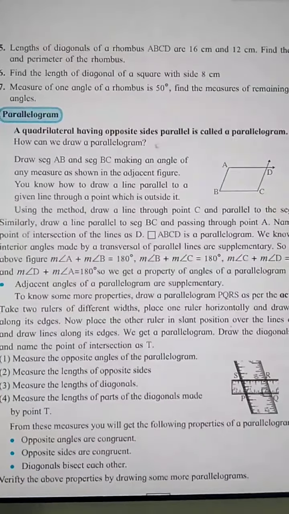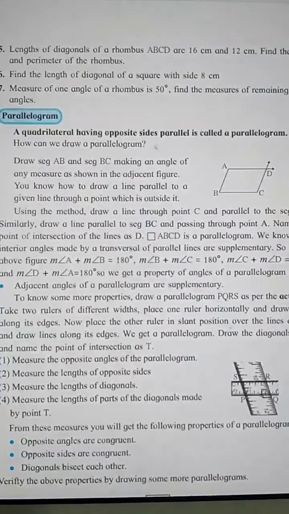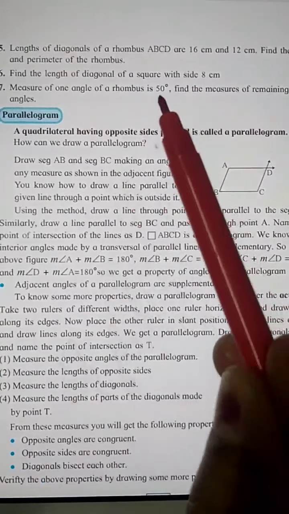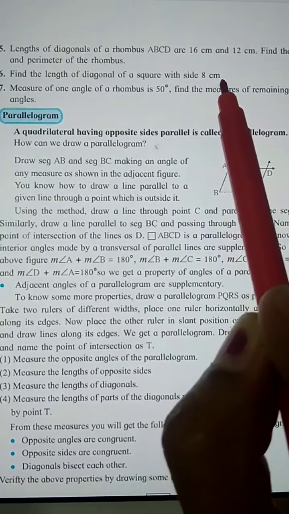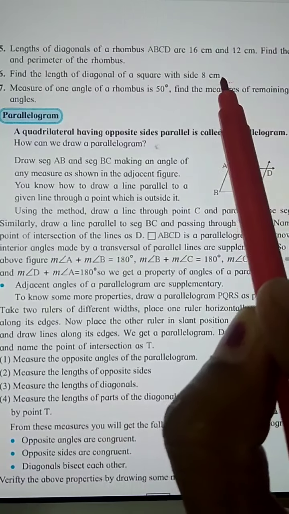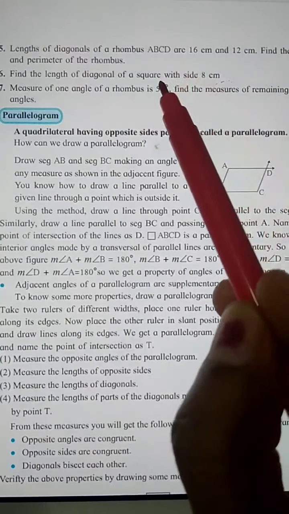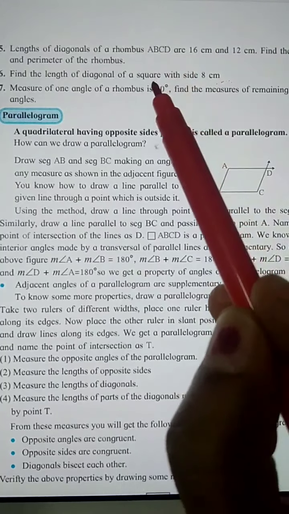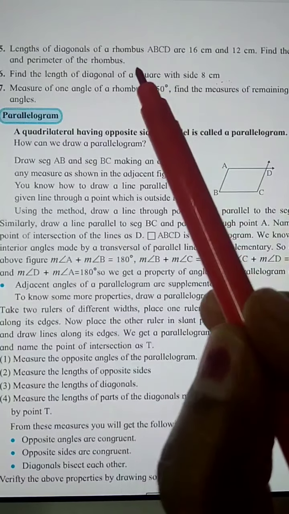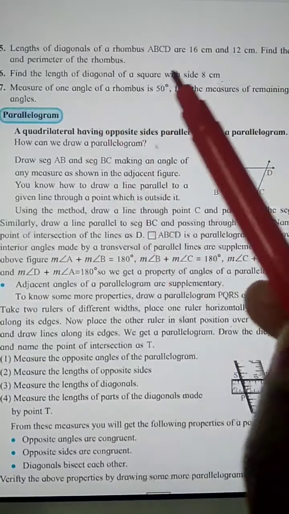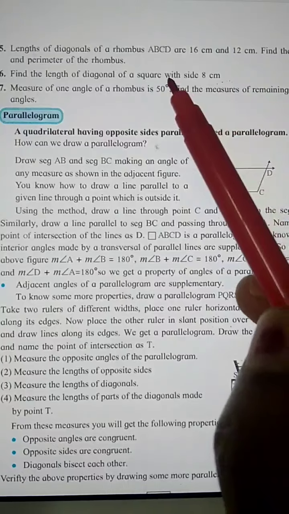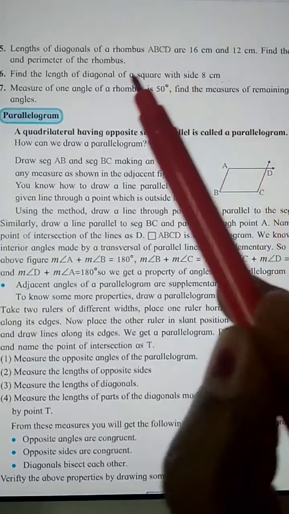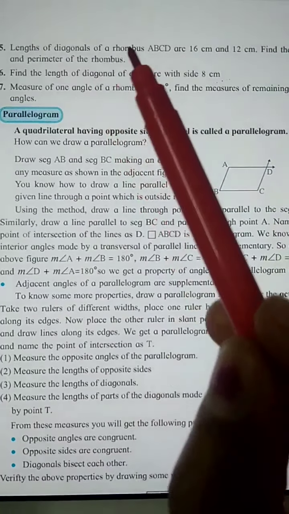Now the next question, 6th question says that find the length of diagonal of square with side 8 centimeter. I told you the same type of question is asked in board exam also. So you have to draw a square. What is a square? A quadrilateral where all angles are equal, all sides are also equal. All angles are 90 degree, all sides are equal. So side is given as 8 centimeter and we have to find the diagonal.